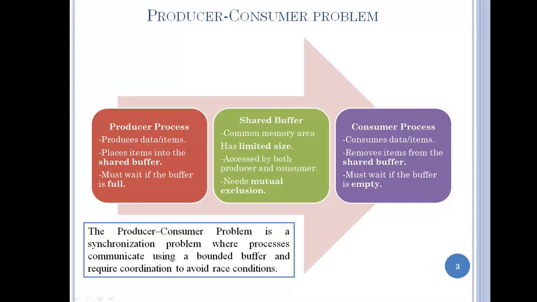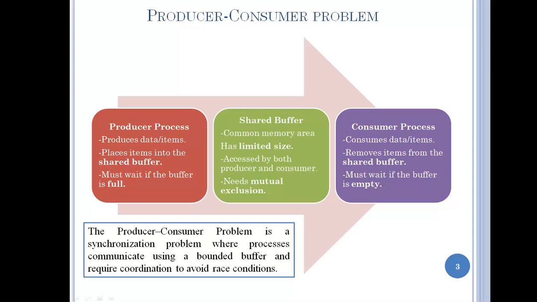So what is a producer process? The producer process produces data or items, places items into the shared buffer, and it must wait if the buffer is full. Shared buffer is a common memory area which has limited size. It is accessed by both producer and consumer, and it needs mutual exclusion.